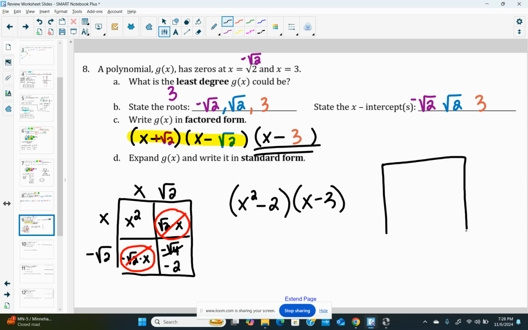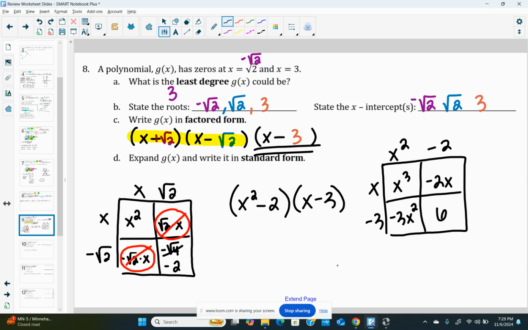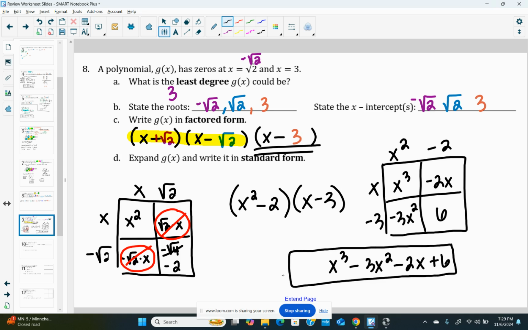So then we can multiply this in the box again, or you can FOIL it, whatever you want. And so we have x squared minus 2 times x minus 3. So we get x cubed minus 2x, negative 3x squared, and positive 6. So if we just take those out, there's no like terms. So we'll write it in standard form, x cubed minus 3x squared minus 2x, and then plus 6. And then I'm going to leave some space so I can write it as g of x equals that.